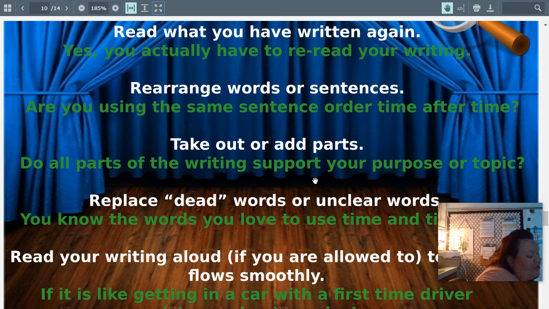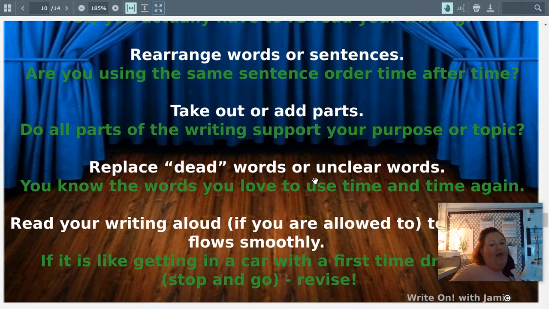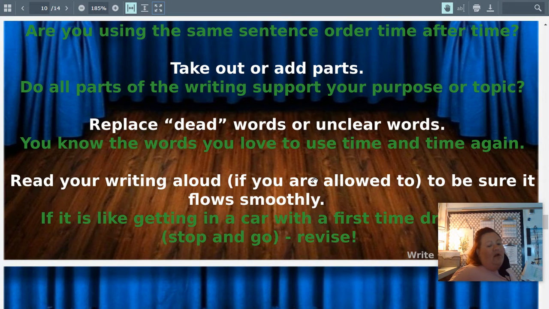Number 27, what should you replace at this stage? Replace dead words or unclear words. You know, the words you love to use time and time again. Okay, do not repeat yourself. Change it up. That is called redundant. Redundant, okay? Redundant is when you say the same thing over and over again. Use a different word to say some things, okay?